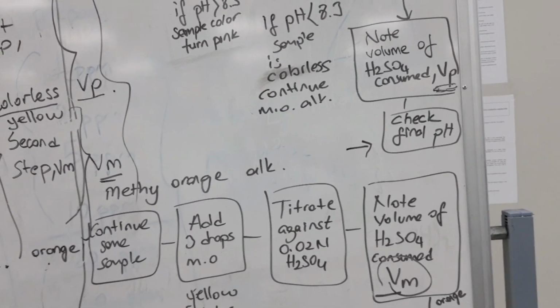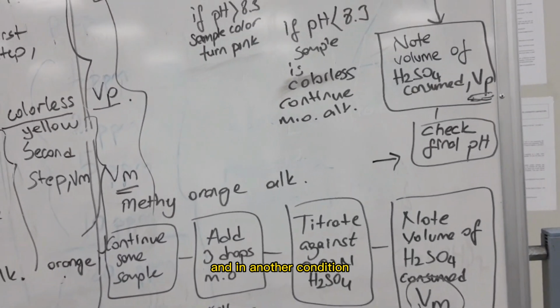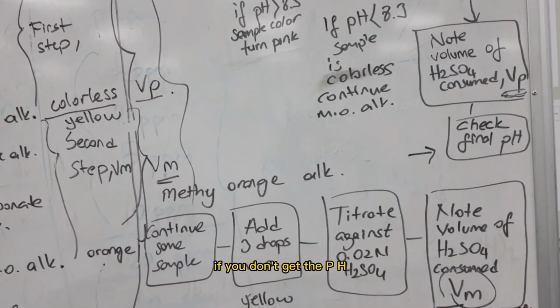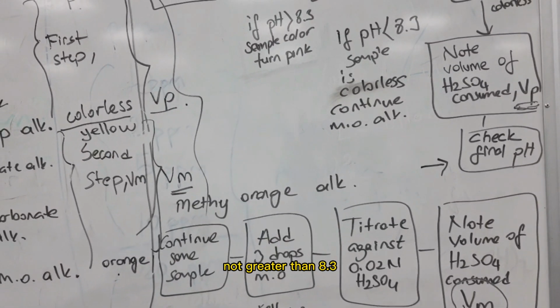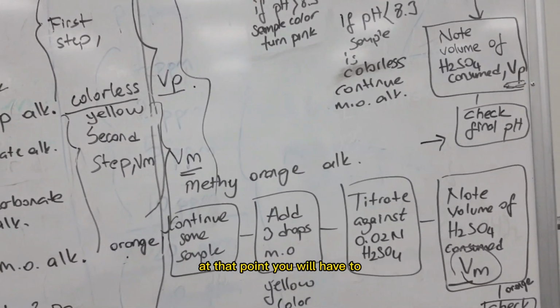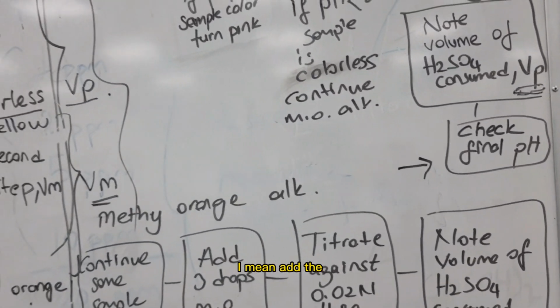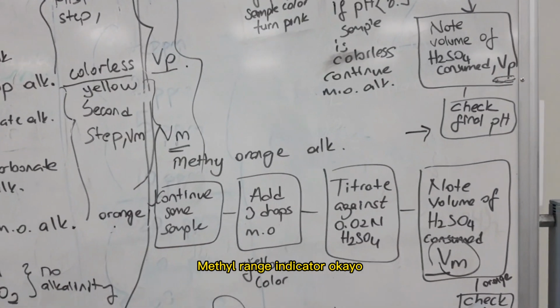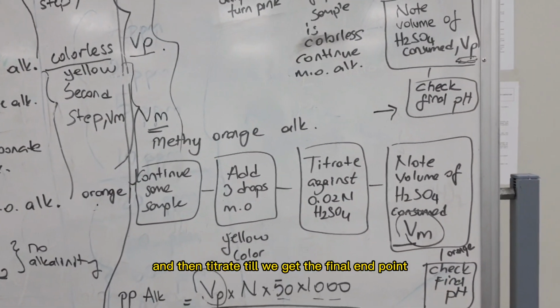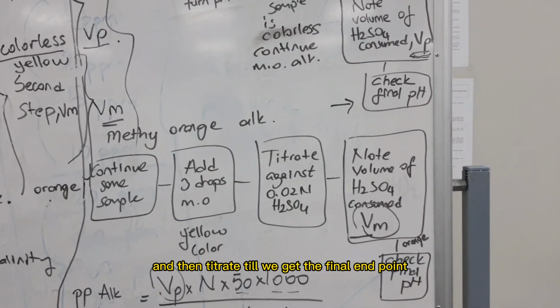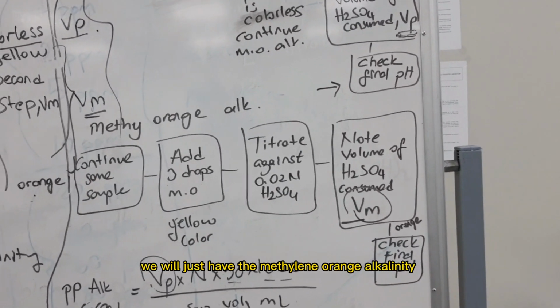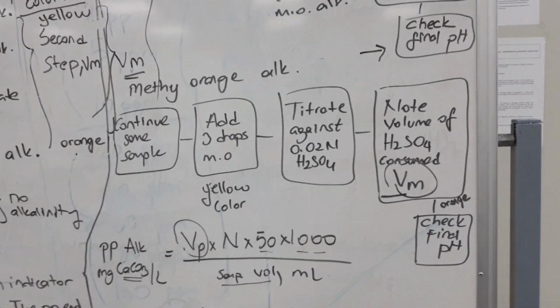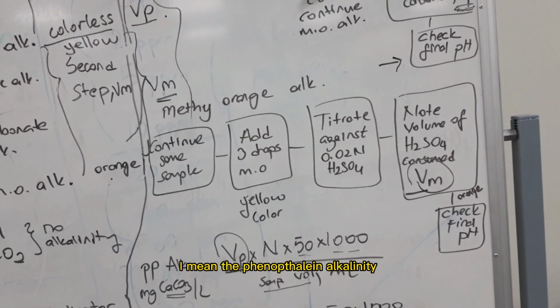Okay, and in another condition, if the pH is not greater than 8.3, at that point we will have to add the methyl orange indicator, and then titrate till we get the final endpoint. So in that case, we'll just have the methyl orange alkalinity, we will not have the phenolphthalein alkalinity.